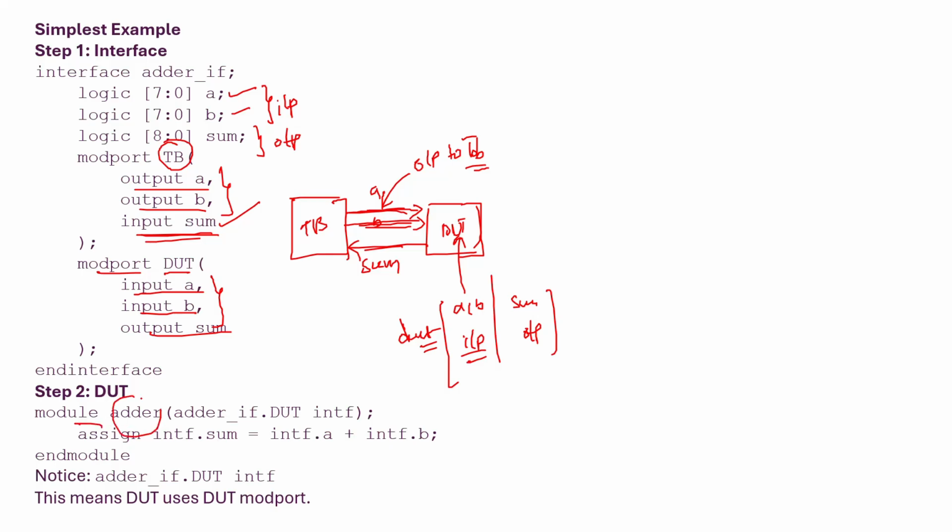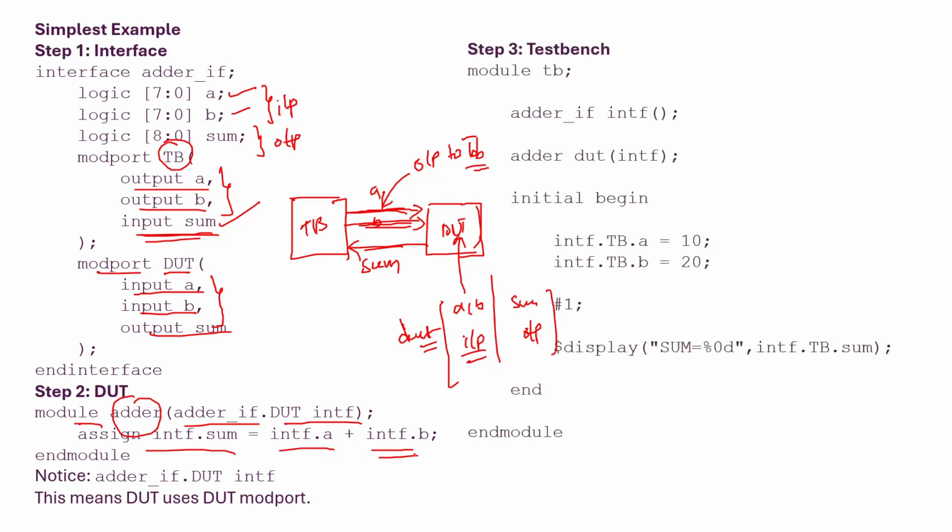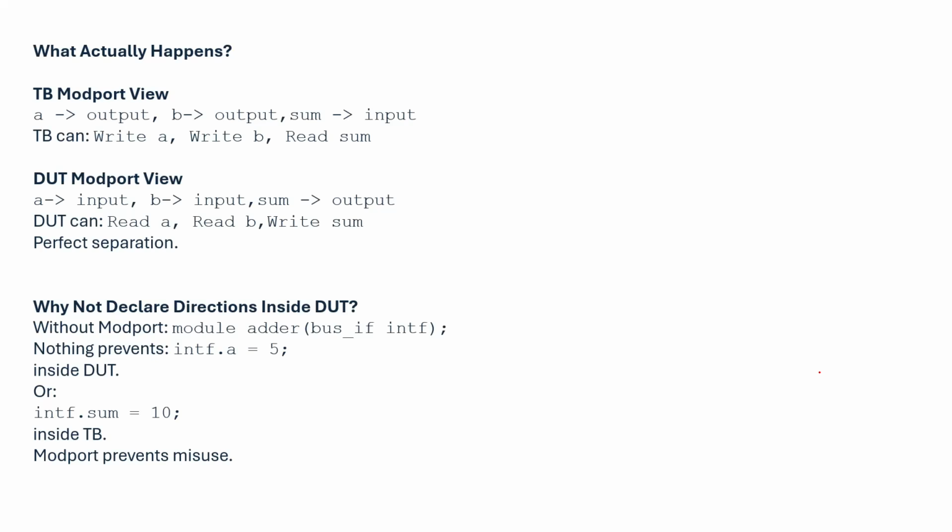In the DUT, module adder is the name, with the adder interface DUT interface. Then sum equal to interface.A plus interface.B. Similarly, carry also we can write, but here I am considering sum only. Same thing in the TB: how we instantiate the adder interface, INTF, adder DUT, and then initial begin, interface.TB.A equal to 10 and TB.B equal to 20. This way I can represent those signals. Then $display sum. This is the simple TB with the modports.